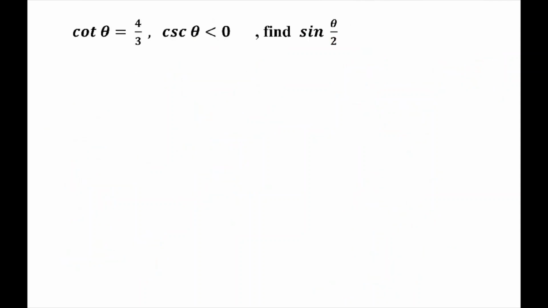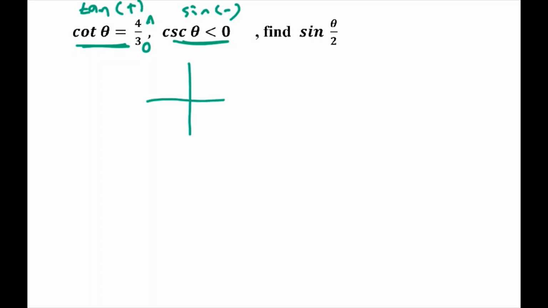Now what about this question here? Cotangent is the reciprocal of tangent, so this is adjacent over opposite. Cosecant is the reciprocal of sine, and they say sine is negative. As you see, cotangent is positive, that means tangent is positive. Now which quadrant is that? When we are talking about sine being negative and tangent being positive, sine is negative here and here. Tangent is positive here and here.